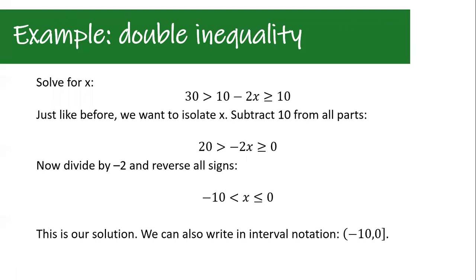If we want to write this in interval notation, remember that there's a strictly less than here, so we have a parenthesis, -10, comma 0, and there's an equal sign on that less than or equal to for 0, and so 0 is included with the square bracket. Solving double inequalities, very similar to solving regular inequalities. You just have to do it to 3 pieces instead of 2.